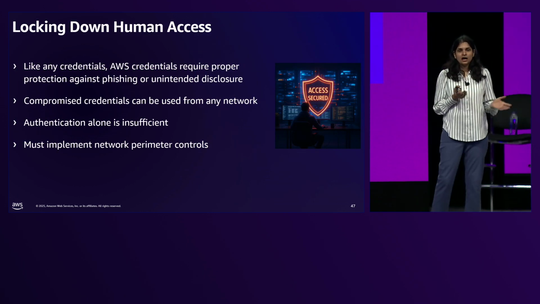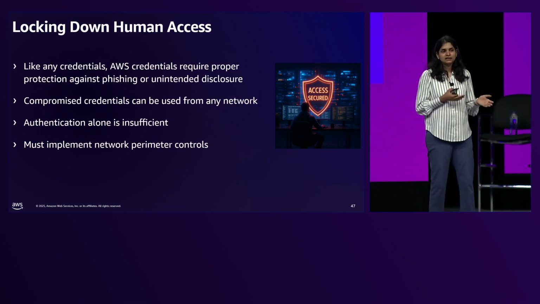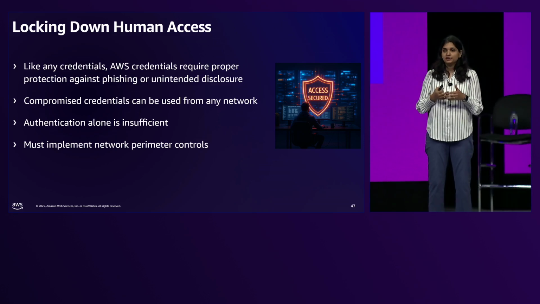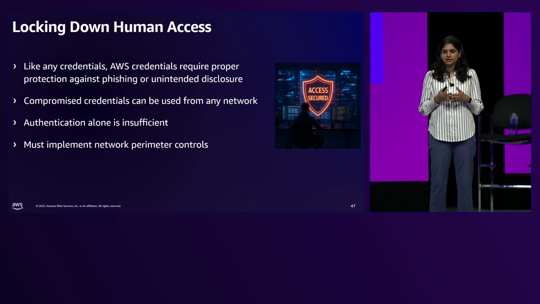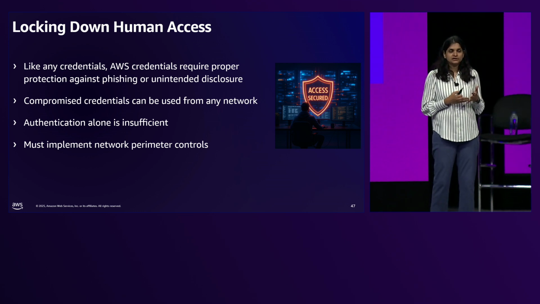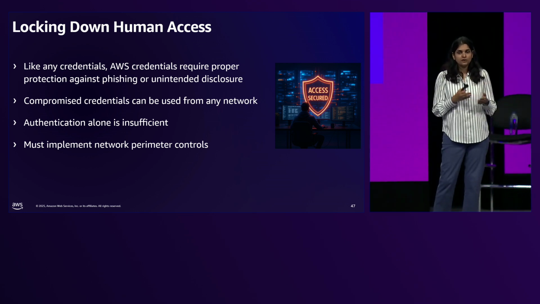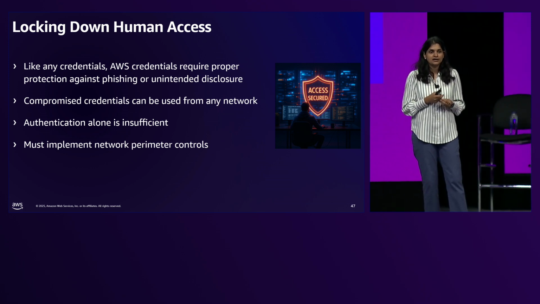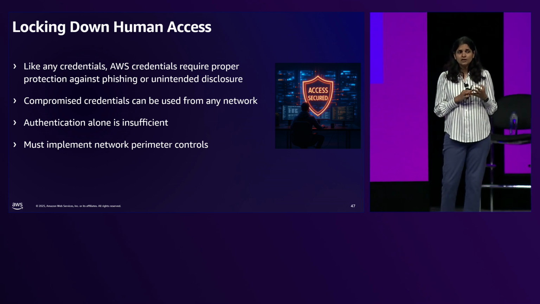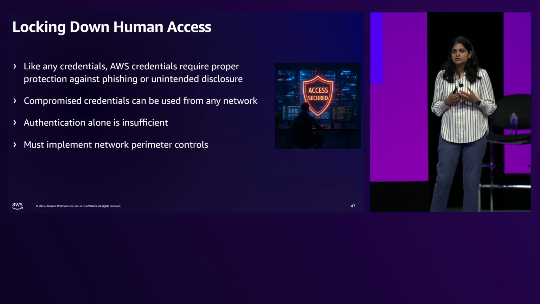Now we've talked about how we secure application access. Let's dive a little bit into human access. Securing human access is critical because it represents a primary attack vector if left unmanaged. Like any other credentials, AWS credentials, whether they are short-lived or long-lived, need to be protected against threats like phishing or unintended disclosure. The challenge here is that once the credentials are compromised, they could be used from any network. That means the attacker doesn't need to be inside our network to cause any damage.